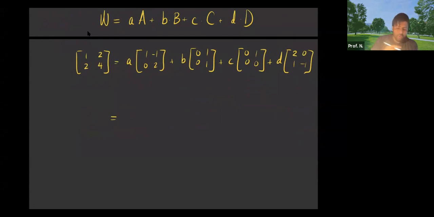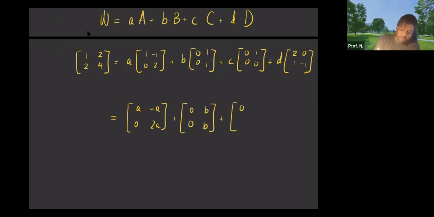So do you see how we have to incorporate the idea of scalar multiplication for matrices? What would be the scalar multiplication here? Wouldn't I get a, negative a, 0, 2a? Wouldn't this be 0, 0, b, b? And then I get 0, c, 0, 0? And wouldn't I get 2d, d, negative d, 0? This becomes 1, 2, 2, 4.